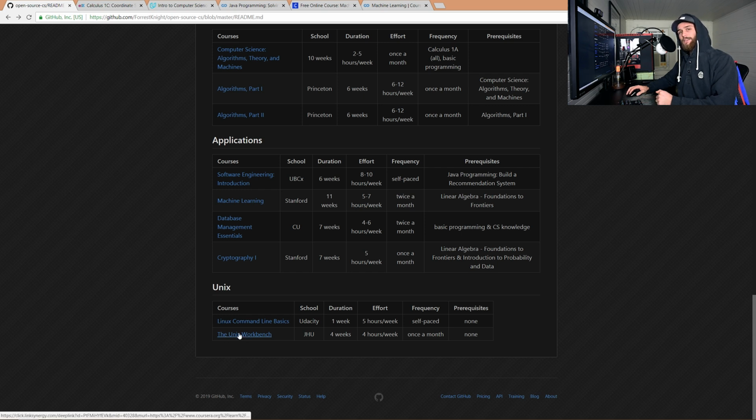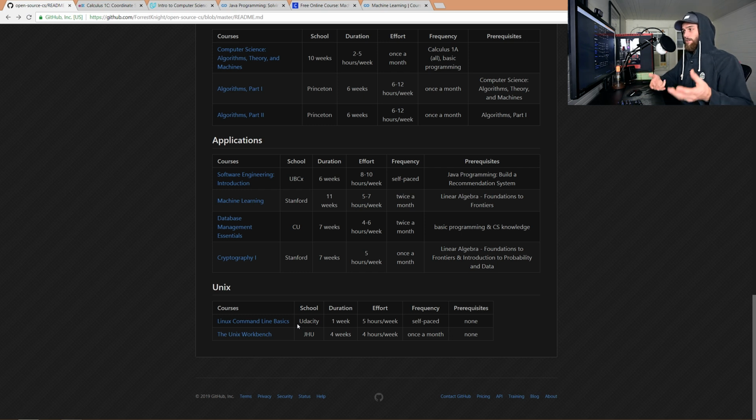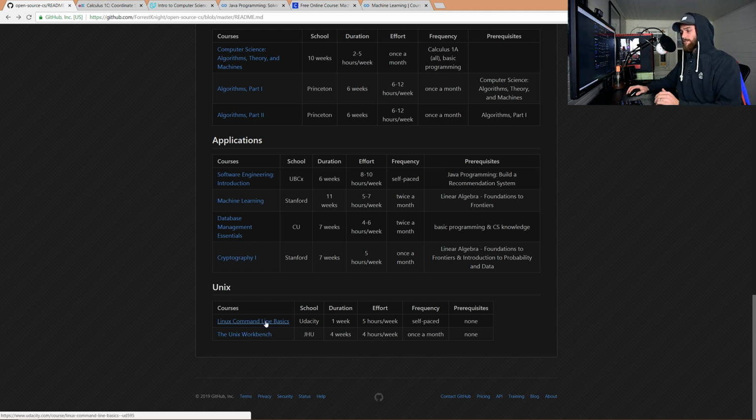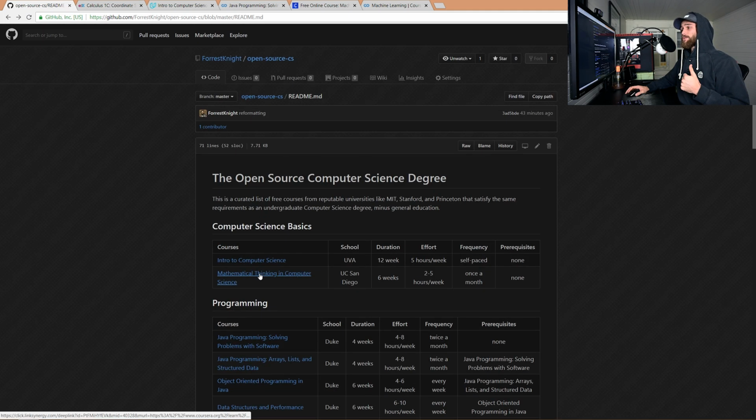Linux command line basics. If you're going to be working with all of this, you should probably take both of these. If you want to learn Linux, Unix, that type of stuff, which you will need to know in order to navigate through all of your directories and from one server to another. And it's essentially what you live on, your console, your Linux console. So definitely take those. And that's the end of my open source computer science degree.